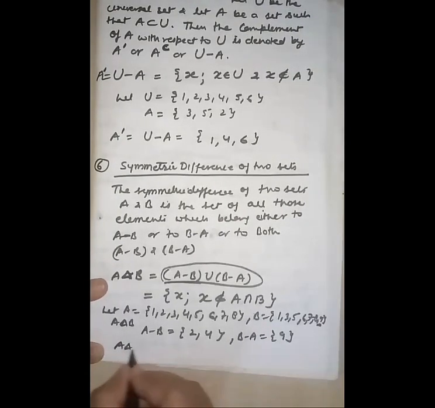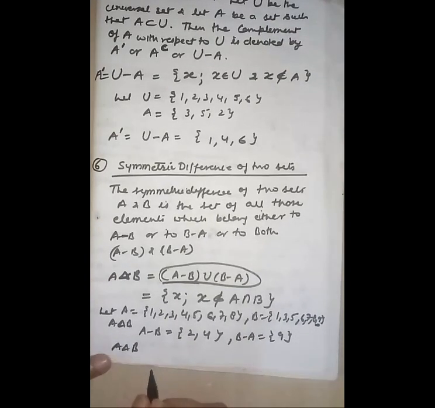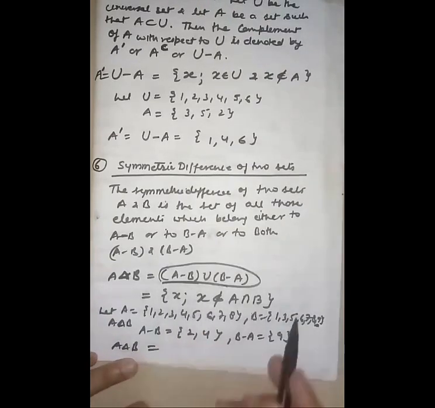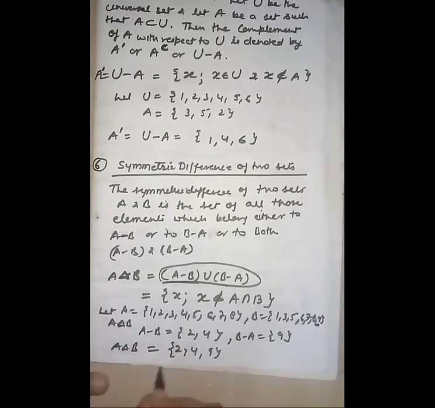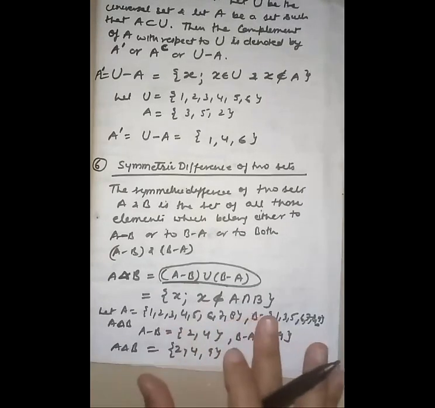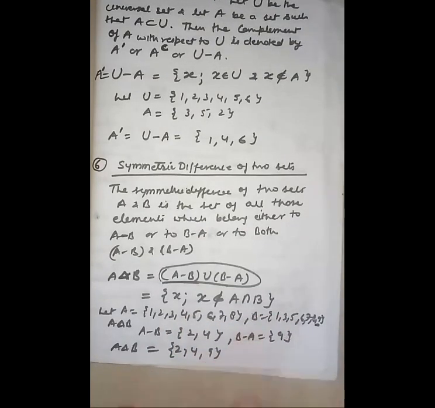Now you can find the A symmetric difference of B, which comes as the union of these. It means taking the union of both, so you combine both: 2, 4 and 9, because you know the union definition. Union means you combine all the set elements. So the symmetric difference of A and B equals 2, 4, 9, and this is the symmetric difference of the given sets. So now friends, this is all about the operations on sets.